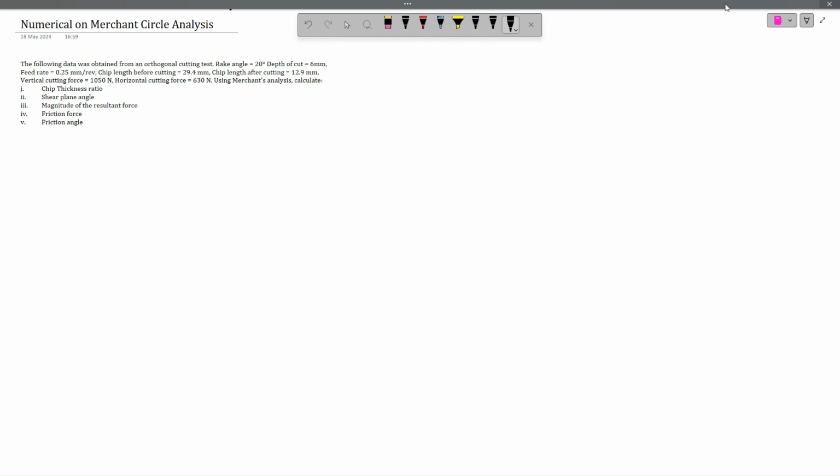In this video, we shall see how to solve the given numerical using the Merchant circle analysis. Coming to the problem statement: the following data was obtained from an orthogonal cutting test. Rake angle is 20 degrees, depth of cut is 6 mm, feed rate is 0.25 mm per revolution.